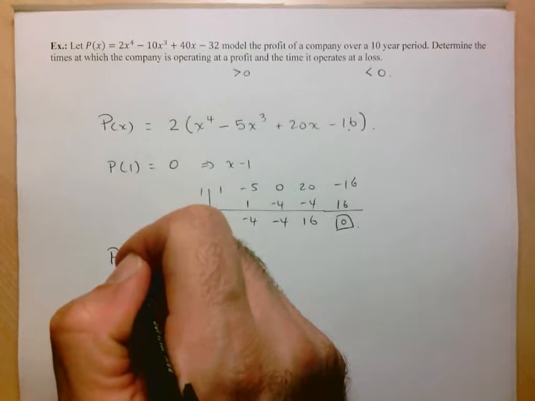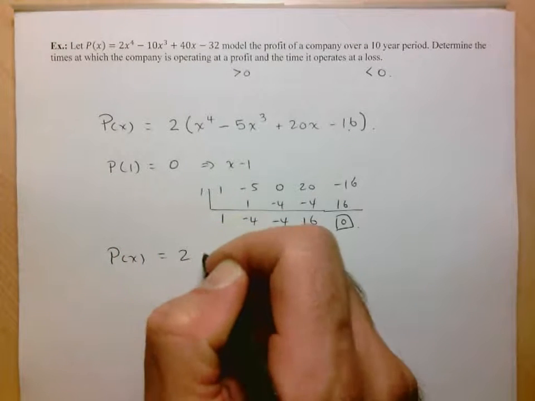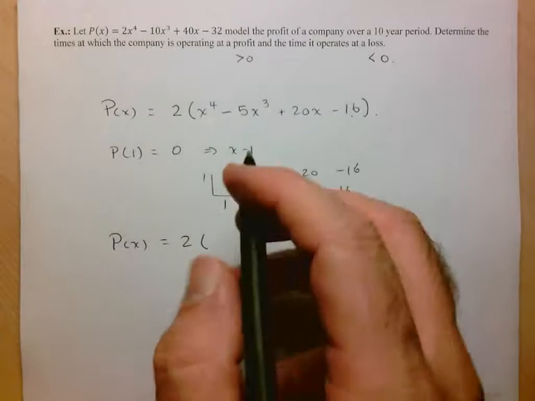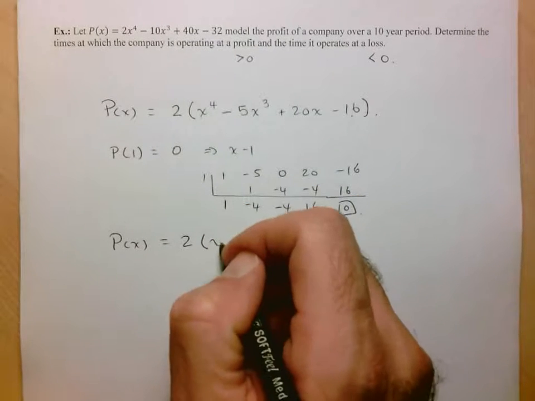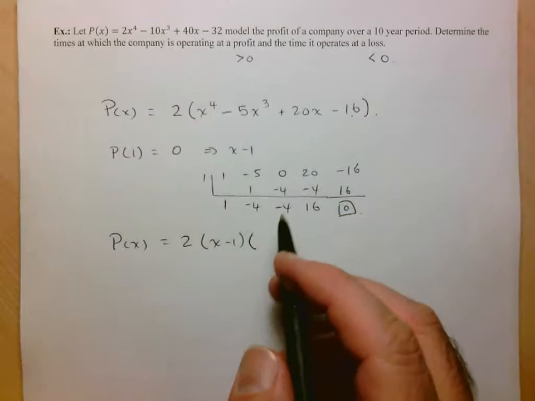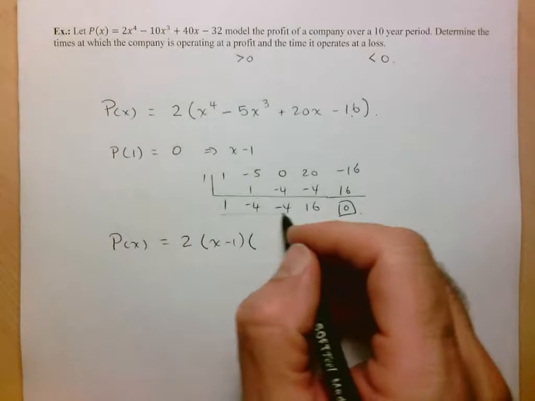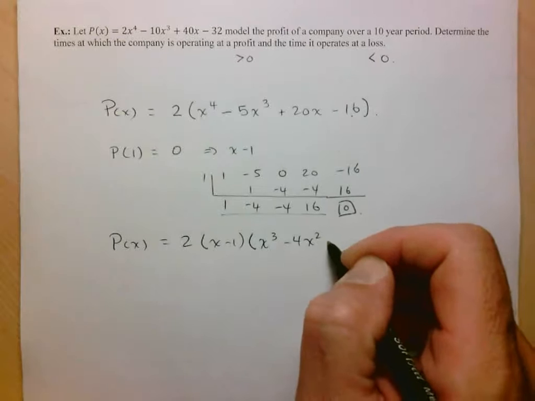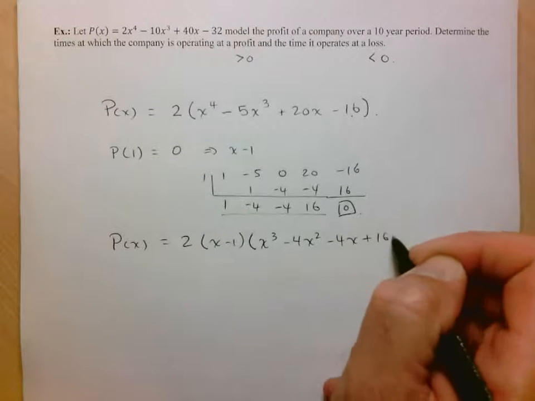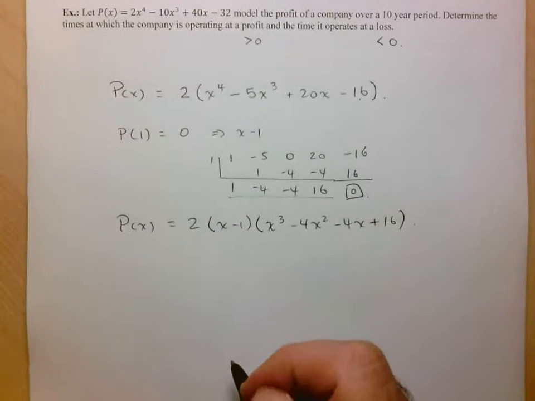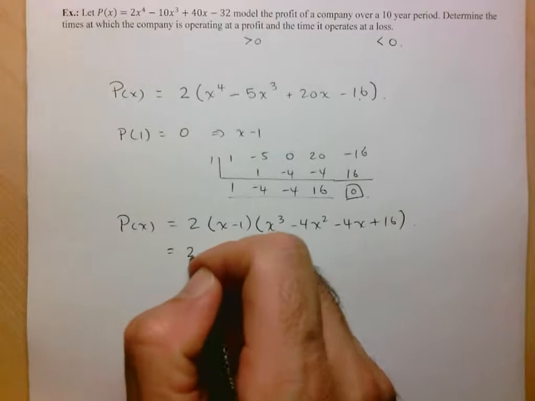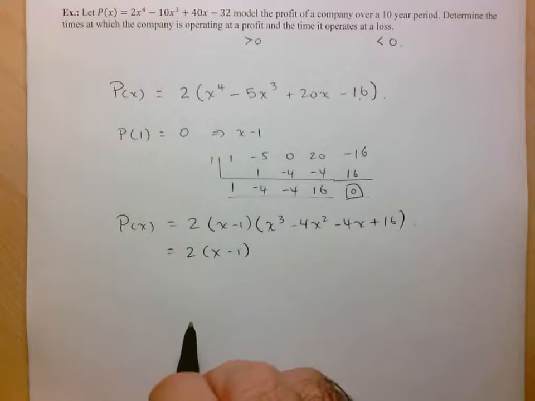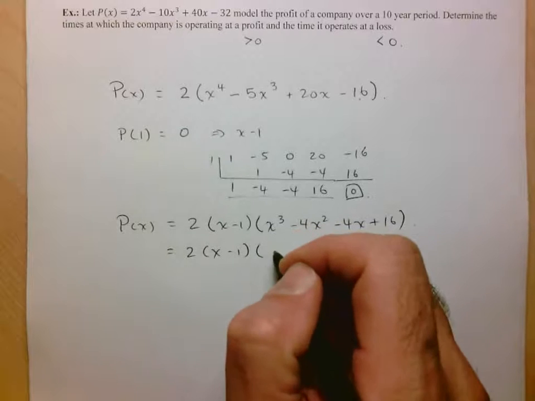So that means P of x can be written as 2 times, don't forget the 2, we really should put that in there, it is one of the factors, our original factor of x minus 1, and now the other factor here, this will be our cubic, x cubed minus 4x squared minus 4x plus 16. Okay, and so now we'll see if we can keep going. And lo and behold, looks like the grouping might work in this one here. So let's give it a try.